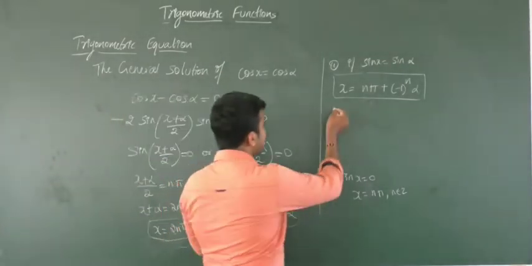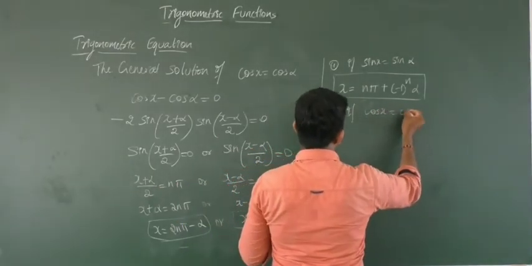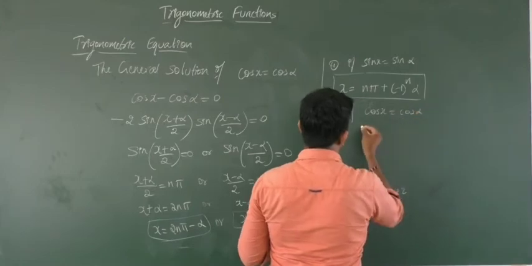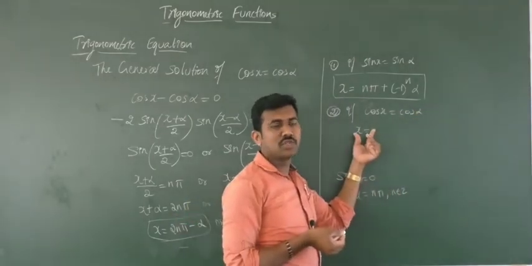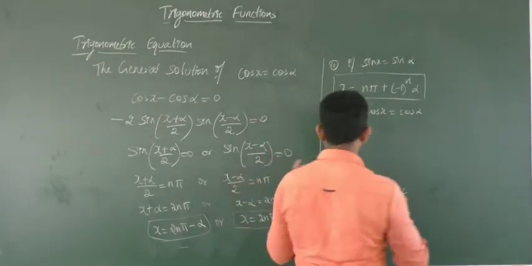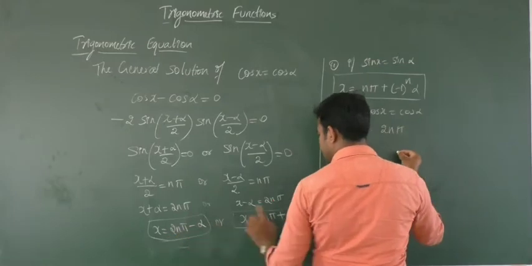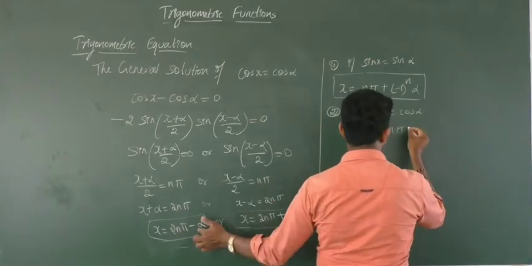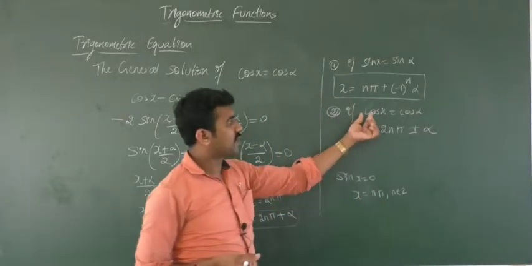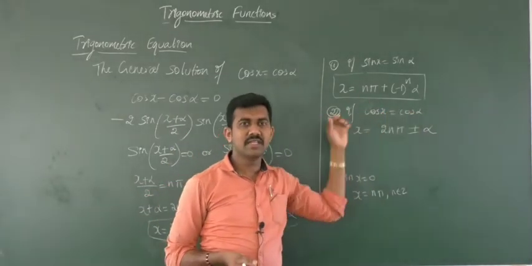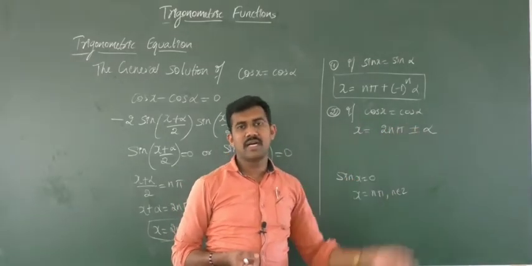So we can write together, if cos x is equal to cos alpha, then x must be, or we can say the general solution of this trigonometric equation is 2n pi. This is common to both, but here the sign changes, plus or minus alpha. If cos x is equal to cos alpha, then x is equal to 2n pi plus or minus alpha.